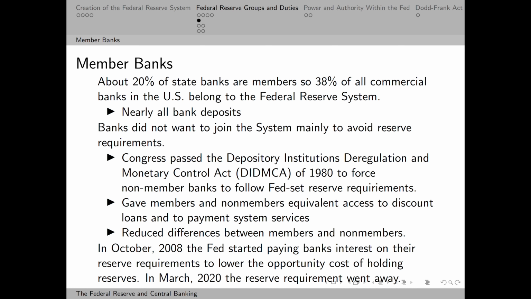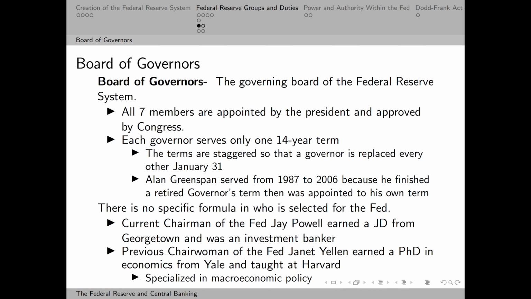Additionally, in October of 2008, the Fed started paying banks interest on their reserve requirements to lower the opportunity cost of holding reserves. So on top of it, now they pay interest on the reserves, so there's even less of a reason to not want to follow Federal Reserve requirements on reserves. However, once again, noting that as of right now, the reserve requirement has gone away, so a lot of this discussion about reserve requirements is kind of moot at the moment.